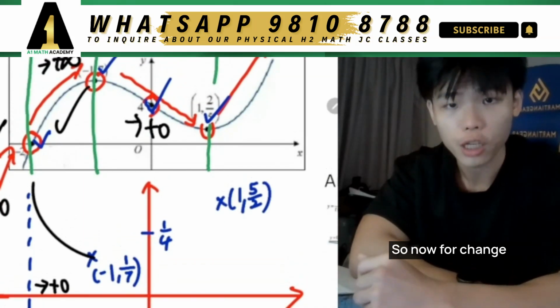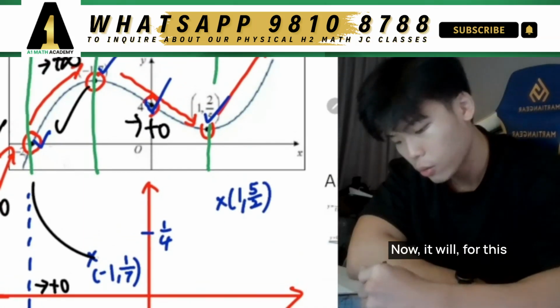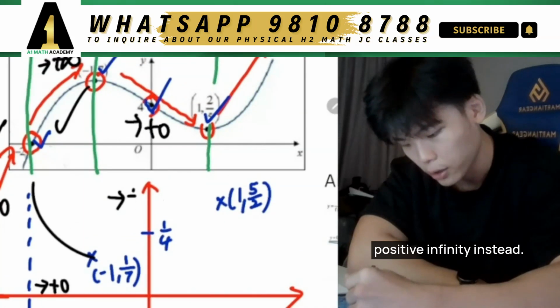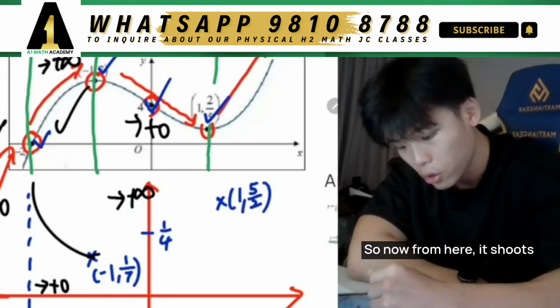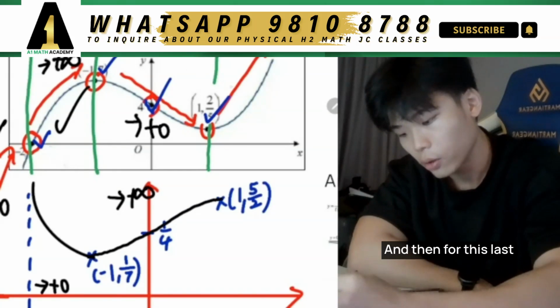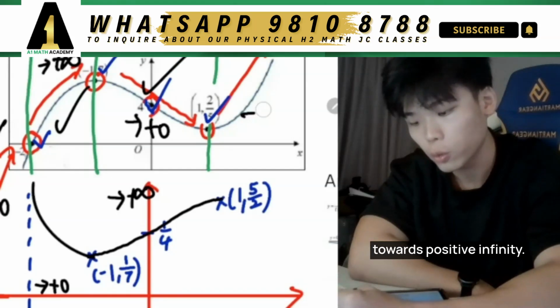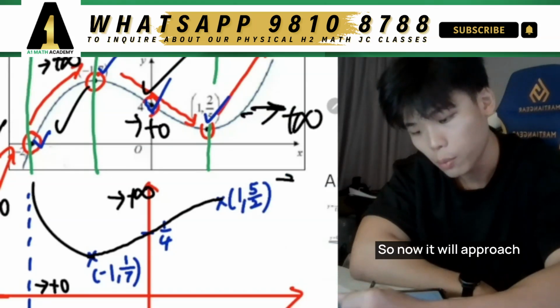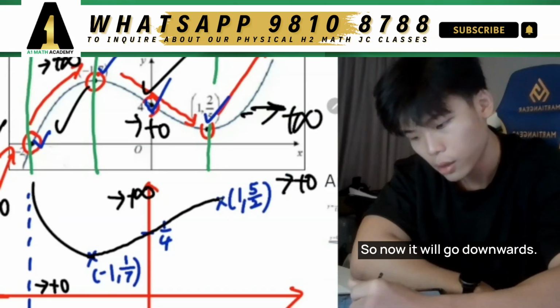For this portion over here of the graph is actually going towards +0. So now for a change, it will go upwards, right? Now for this graph, it will approach +infinity instead. So now from here, it shoots up until here, right? Where now the graph is going upwards. And then for this last portion over here is going towards +infinity. So now it will approach +0 instead. So now it will go downwards.